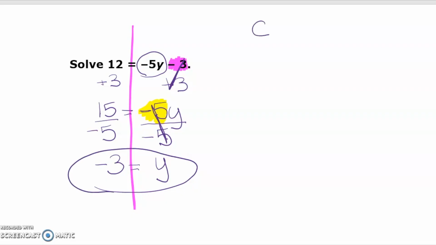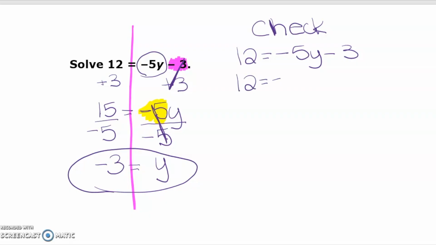Now we're going to do our check. And again, it's a two-step equation, so guess what? Our check's going to take a little longer too. It's going to have two steps. So we have 12 equals negative 5y minus 3. We're going to plug in negative 3 in place of y. So I have to follow order of operations here. So order of operations tells me I need to multiply first. Negative 5 times negative 3 is 15.